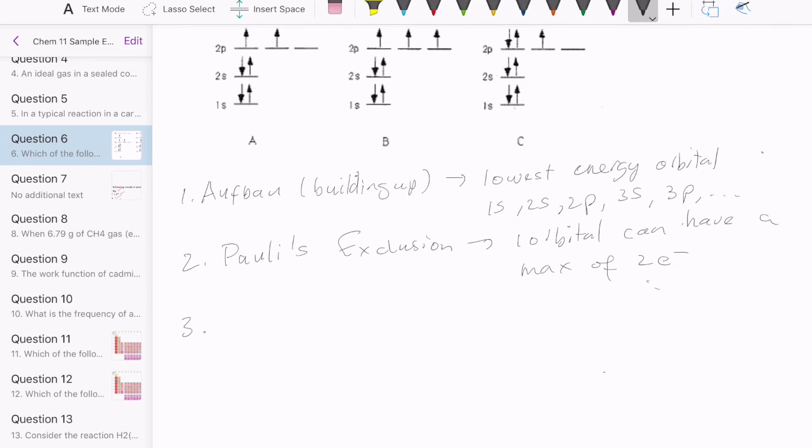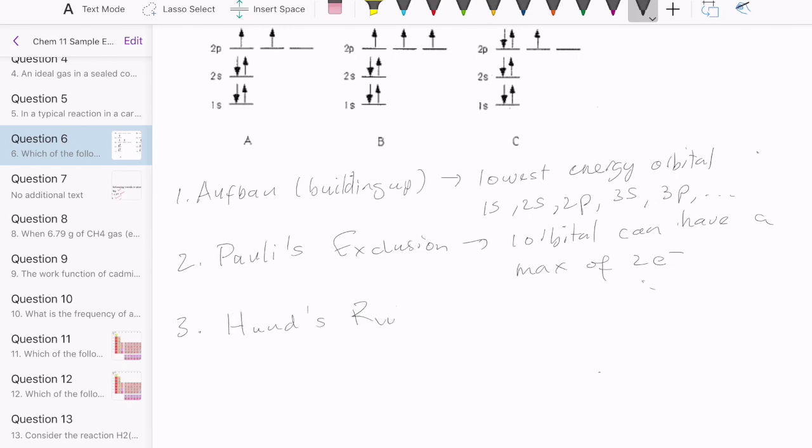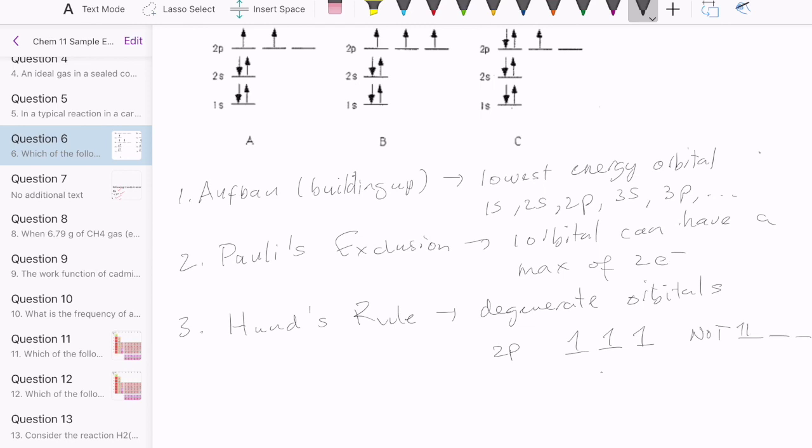And then the third one is something we call Hund's rule, which refers to degenerate orbitals, or orbitals with the same energy level. For degenerate orbitals, for example the 2p orbitals, where you have 3 orbitals that are all equal in energy, the way you're going to place your electrons is one at a time, not combining them before you put another one in. So this one would be wrong, and then this one would be the right way. Okay, so that's what's referred to as Hund's rule.